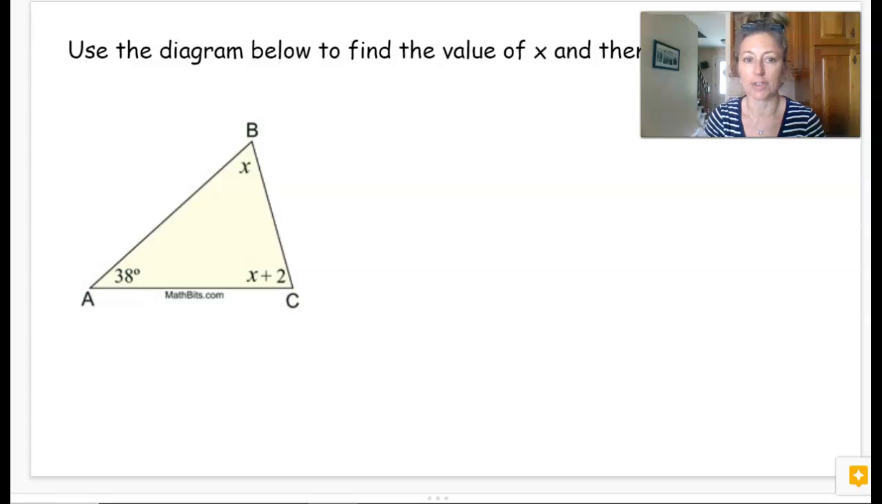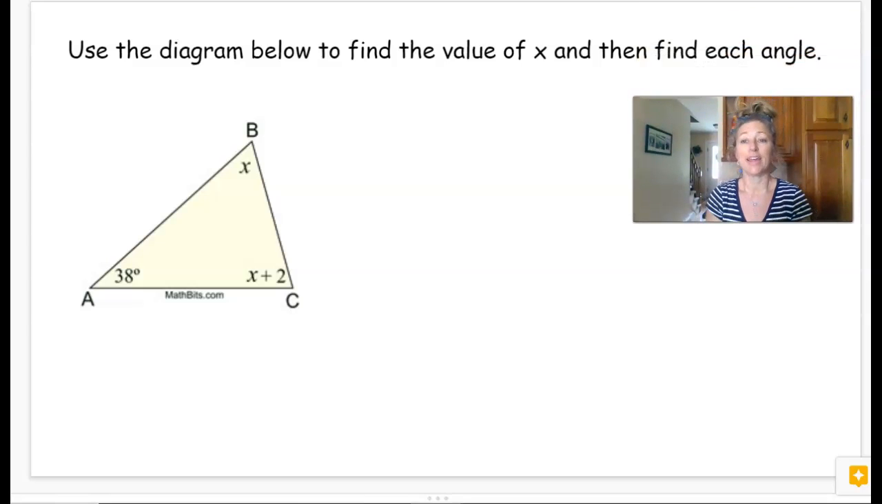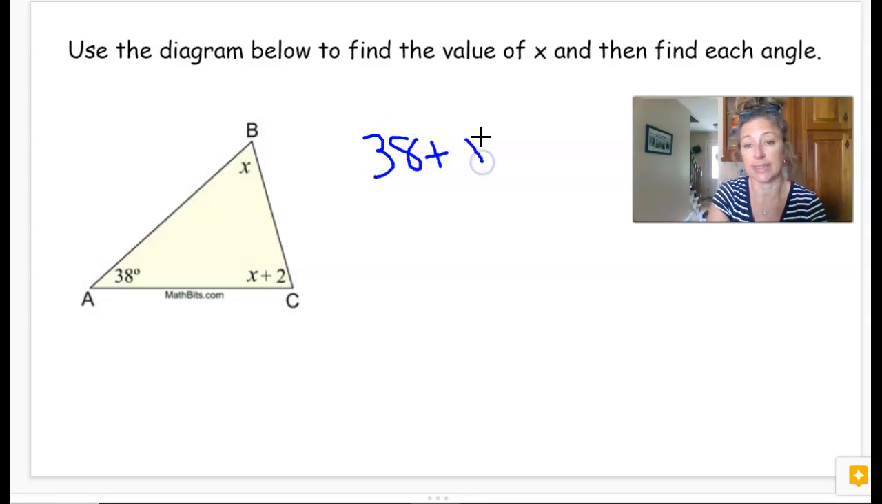Now we're going to get into a little bit more algebra. You definitely have to set these up as equations. It says, use the diagram below to find the value of x and then find each angle. Let me move myself here so you can read it. So we have three angles that are given here. Angle A is 38 degrees. Angle B is unknown. It's x. Angle C is x plus 2.